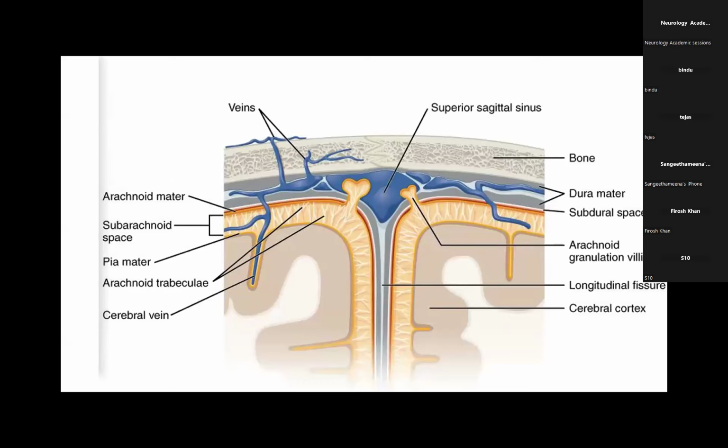So this is the dura mater with the subdural space containing the venous sinuses, and the arachnoid mater with the arachnoid granulations, and the pia mater which follows the sulci and the gyri of the brain. Between the two layers of dura mater, that is the periosteal and meningeal layer, are the venous sinuses. Below that is the subdural space, and the arachnoid mater and the pia mater follow the sulci and the gyri.